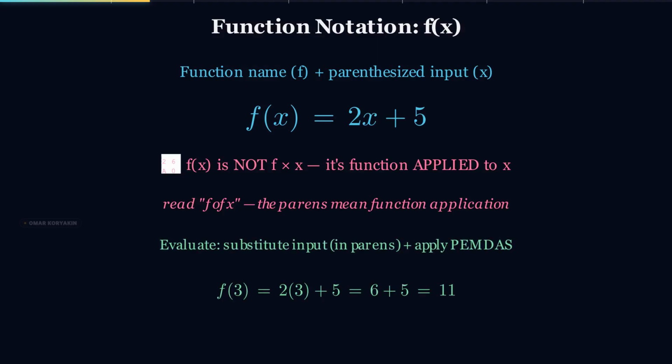Step 1 in evaluation. Identify the input value at which to evaluate. The notation f of 3 says evaluate at input 3. The notation f of negative 2 says evaluate at input negative 2. Whatever value sits inside the parentheses next to the function name is the input value to use in the substitution.